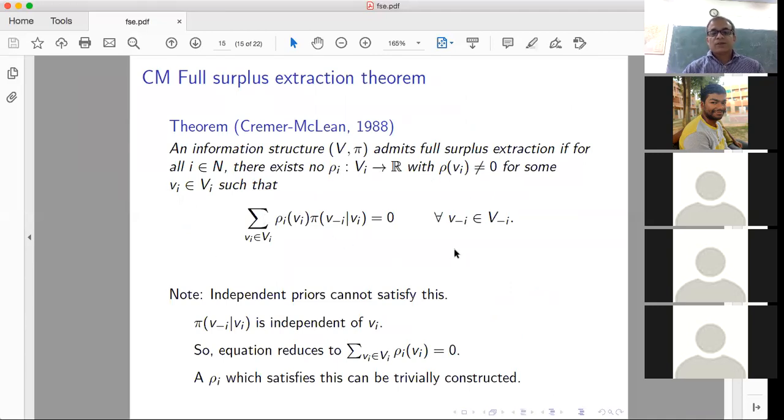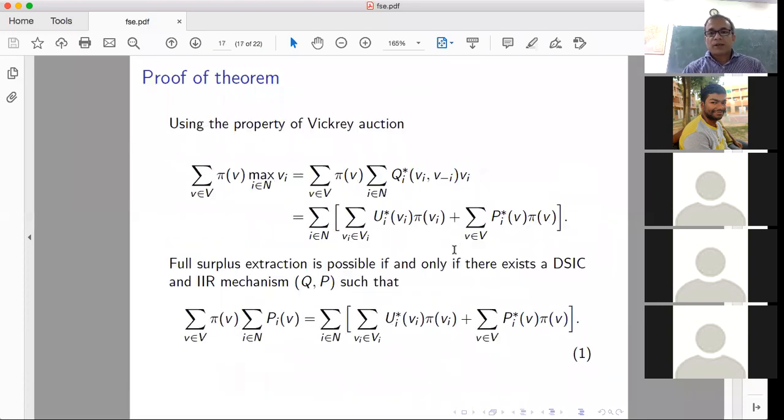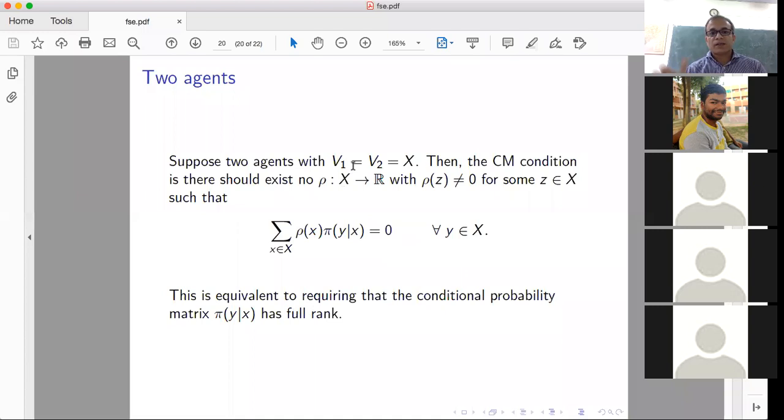So you need to verify for every i, but because the agents are symmetric here and their type spaces are the same, you can just look at one of the agents. Let's say agent 1. So for agent 1, what is the condition? Well, you can't find a rho, so this is agent 2's type, which I'm writing as small x, and agent 1's type is y. Did I get this wrong? Okay, so I got this wrong.